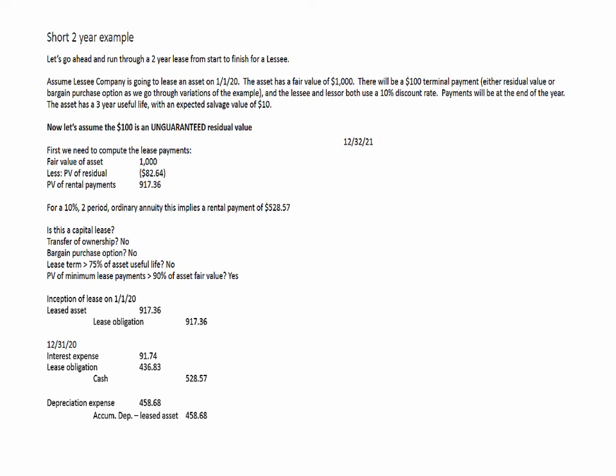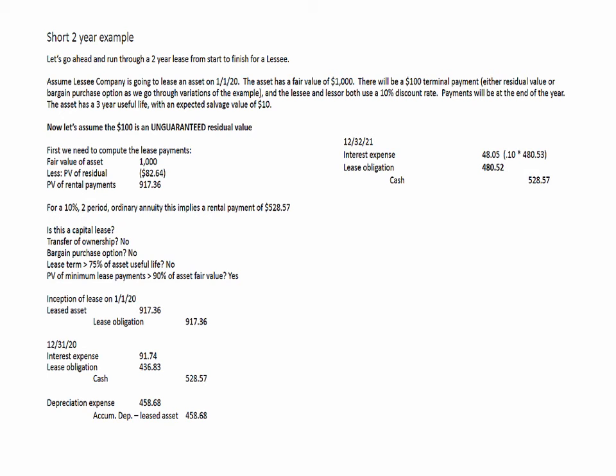In 2021, we do the same thing again. We write another check for $528.57. Interest expense, $48.05. Again, our lease obligation started at $917.36. We paid off $436.83, leaving us with a balance of $480.53. The remainder of that payment goes to pay off the lease obligation.